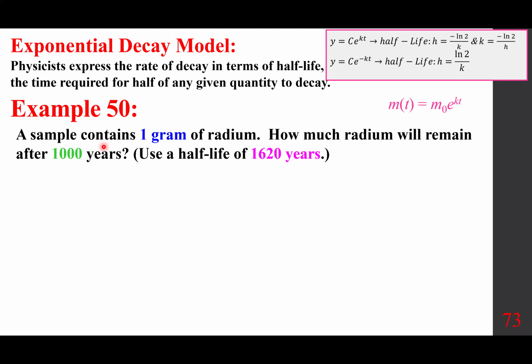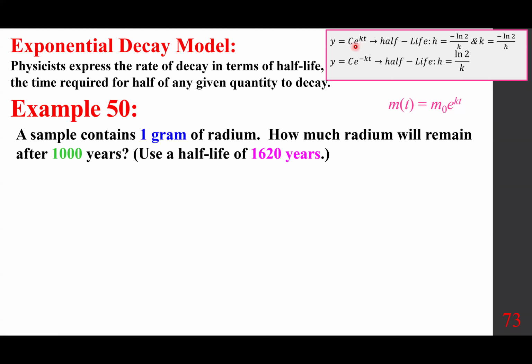Now, a sample contains 1 gram of radium. How much radium will remain after 1,000 years? And they have given us the half-life for the radium, 1,620 years. Again, what does it mean? That means in about 1,620 years, it goes to half of the original size. In fact, you don't even have to know what it is. 1, of course, becomes 0.5. But whatever the initial value is, so be it. Okay? You can use it as a C and then work on it.